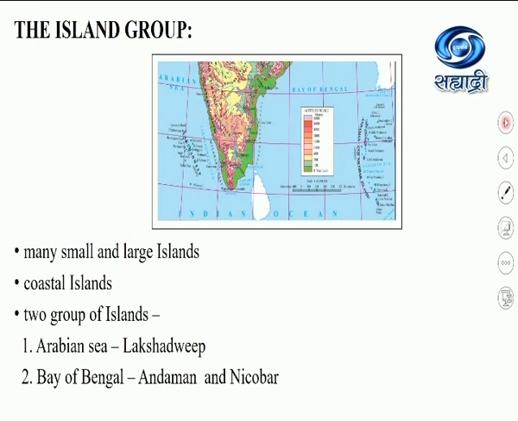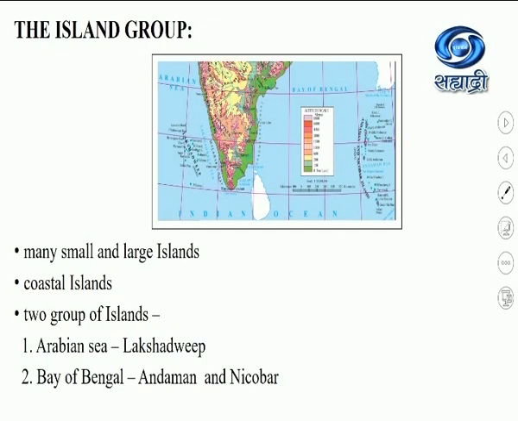Okay. Now coming to the island group. Since India has a border with the Arabian Sea towards the west, the Bay of Bengal towards the east, and the Indian Ocean towards the south, it gives a very important location for the formation of various islands. So you will find many small and large islands in all these water bodies. Some islands are the coastal islands. They are near the west coast and the east coast. Such islands are called coastal islands.